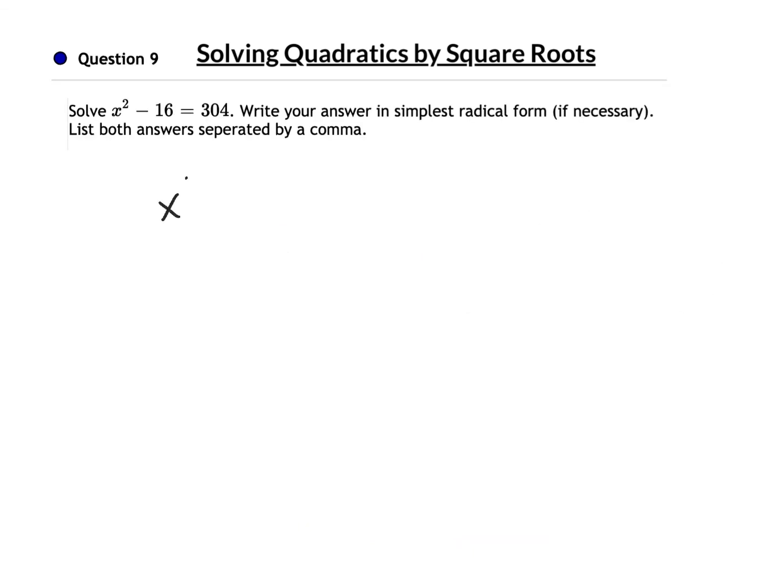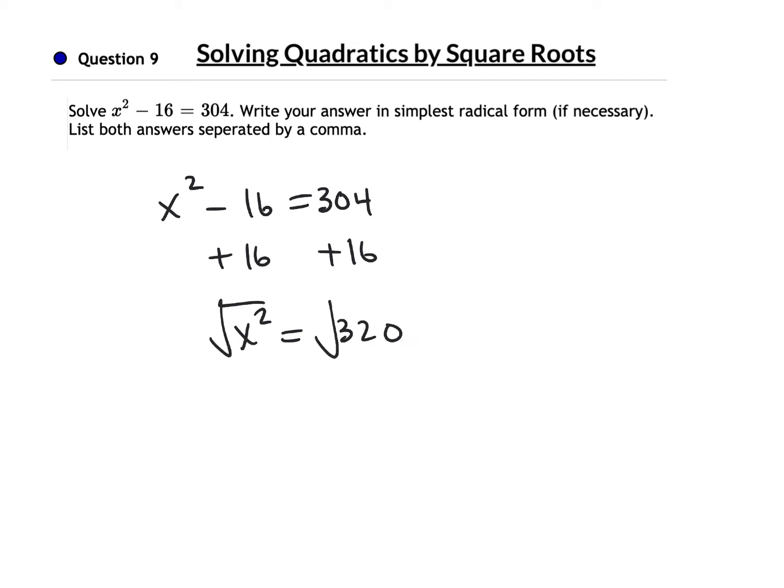Question 9. X squared minus 16 equals 304. Let's get the square by itself and add 16 to both sides. X squared equals 320. Square root both sides and put your plus or minus opposite the square. I know this is divisible by 16. Let's try that. 320 divided by 16. The reason I knew that is because 32 is divisible by 16. I notice that this is 16 times 20. 20 still has a perfect square in it. It is 4 times 5.